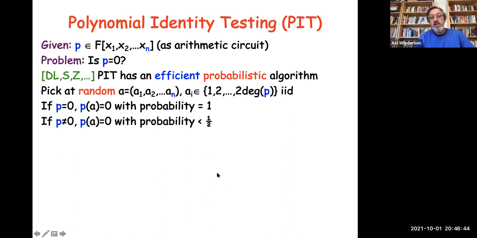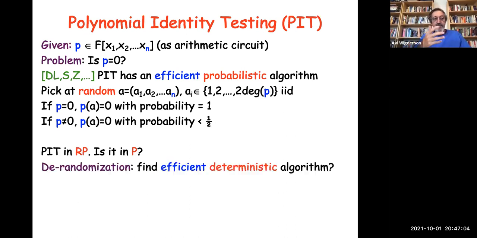There's a simple algorithm that just plugs random inputs into the polynomial, and of course, if the polynomial is identically zero, you always get zero. Otherwise, you'll catch it with very high probability. So the main question is: we have a fast probabilistic algorithm. Is there a deterministic algorithm for this problem? It's a de-randomization question. That's one way to think about it.